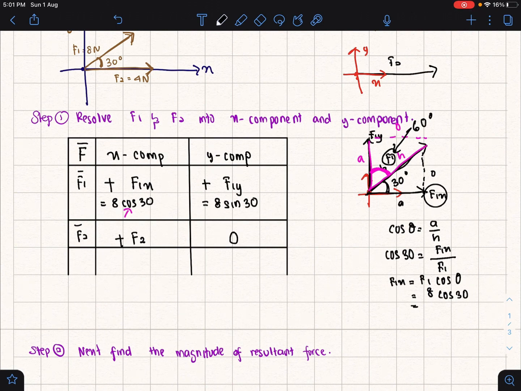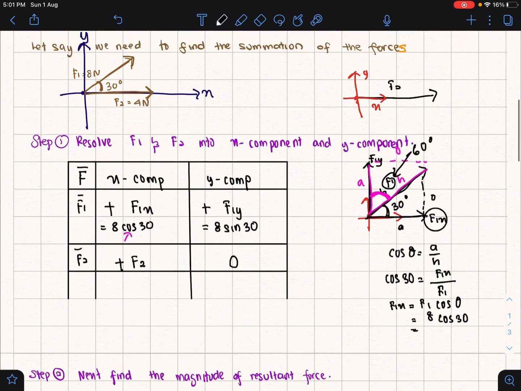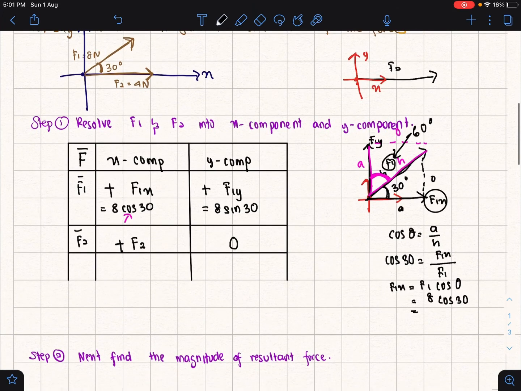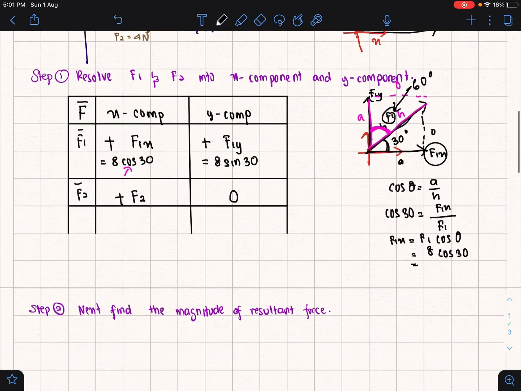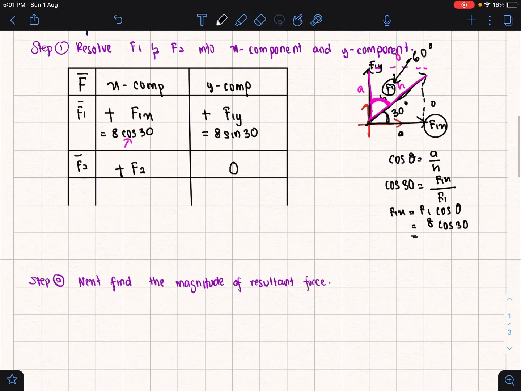Maksudnya kita dah masukkan vectors kita dalam komponen X dan juga komponen Y. Ini step pertama. Alright, kita belum habis lagi. Kita belum habis cari dia punya magnitude. Kita belum cari summation. Kita baru resolve mereka into component. Alright, next apa yang kita akan buat adalah, let me copy the table.